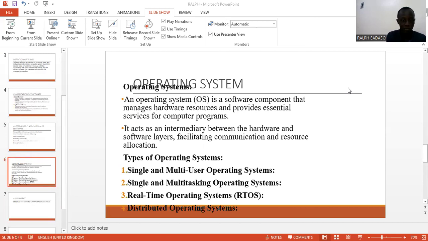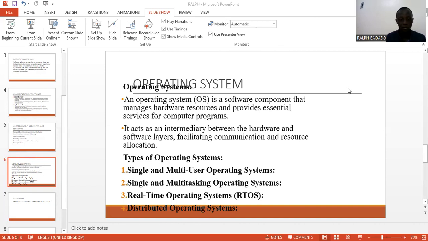Operating system. Another thing to cover is operating system. What is an operating system? That's the first question you are supposed to ask yourself. What is an operating system? An operating system is a software component that manages hardware resources and provides essential services for computer programs. It acts as an intermediary between the hardware and the software layers.